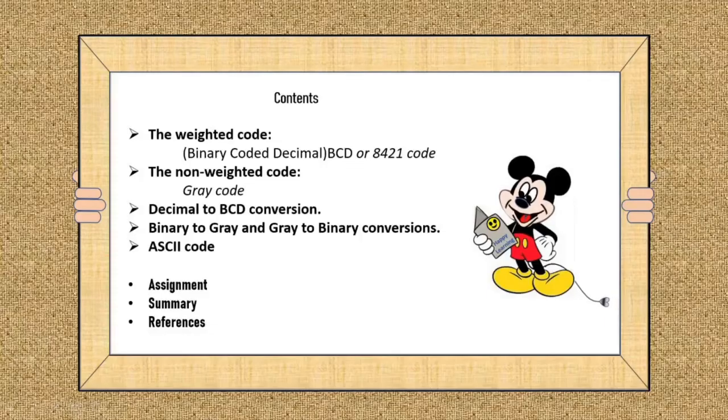The contents we are going to look at are the weighted code, BCD or 8421 code, the non-weighted code, gray code, decimal to BCD conversion, binary to gray and gray to binary conversions, and ASCII code.